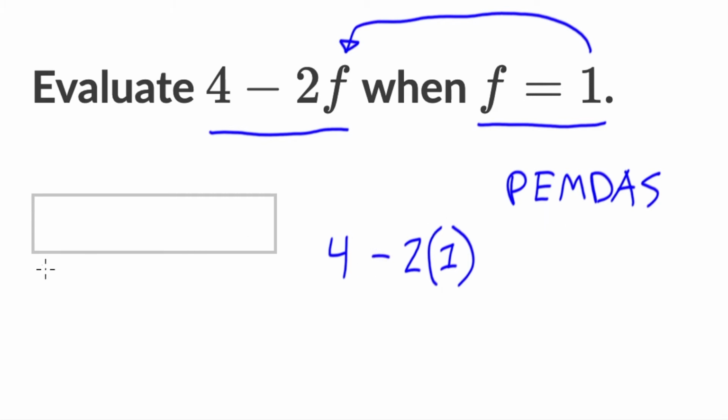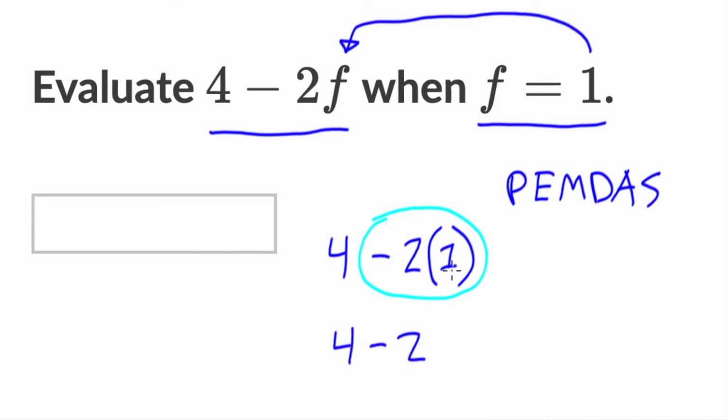So let's focus on this part. I'm going to do a little circle. It's negative 2 times 1. So we're going to multiply those two together. And if you remember, anything times 1 equals whatever it was before. So it's just 4 minus 2.